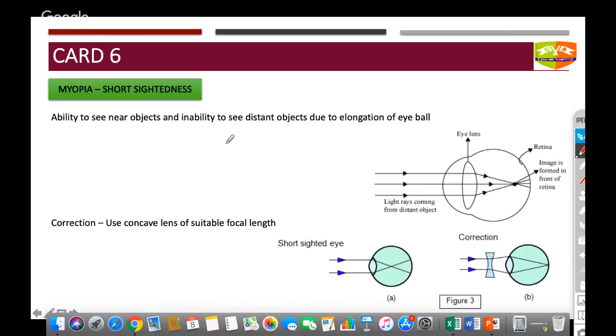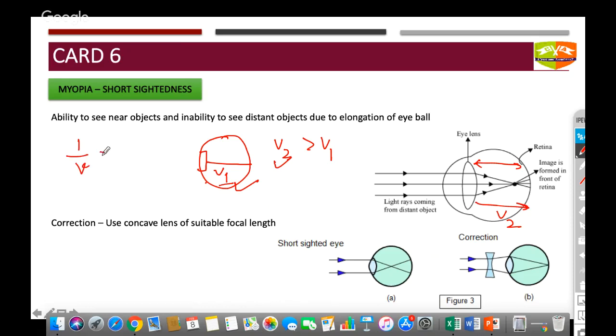What happens is in your normal eye, this is your lens. I'm finishing it in the next 30 seconds. This is V1, and in your defected eye, this is V2. I know that due to elongation, V2 will be greater than V1. Now this distance cannot be changed. Hence, I want my V1 to become V2. It means that I want to increase this distance. If I want to increase this distance, I write 1 by V is equal to 1 by F minus 1 by U.